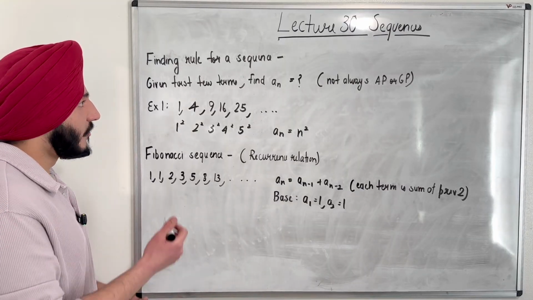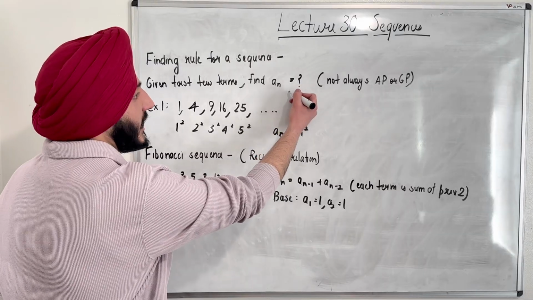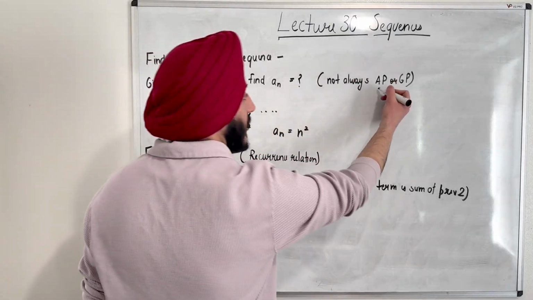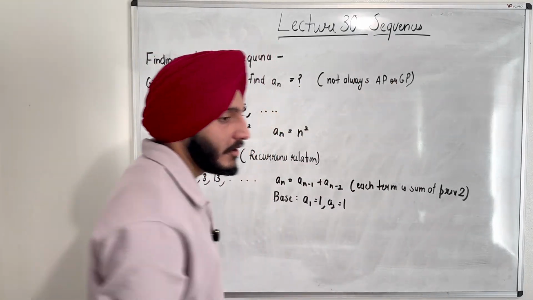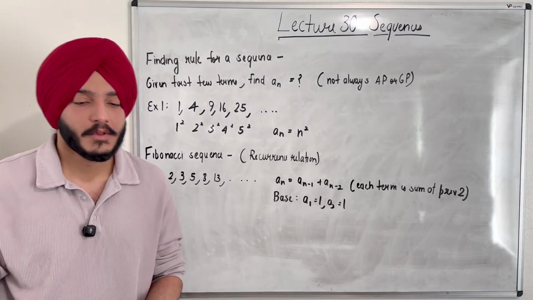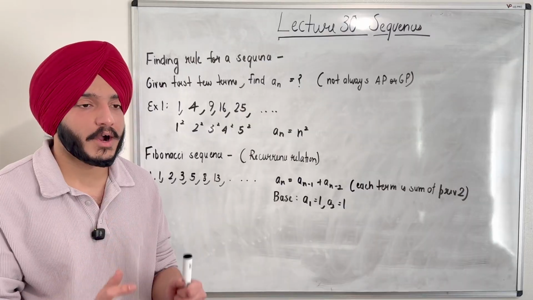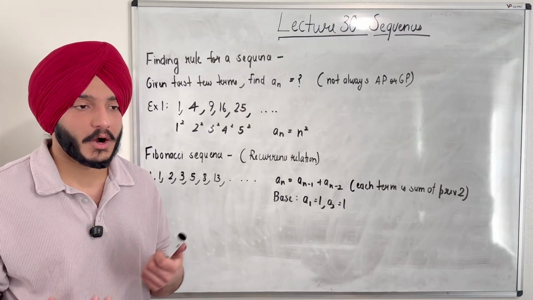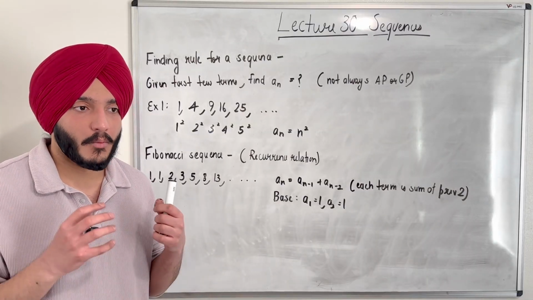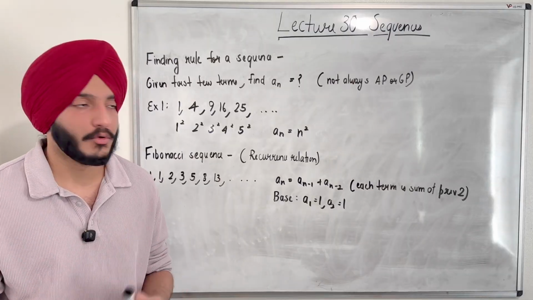So given the first few terms, we are supposed to find an, and it is not always an arithmetic or geometric progression. The point is very simple, right? You're given the sequence and you're asked to find the rule for it. How do you keep on building the sequence? What's the general pattern that you can keep on noting, right?